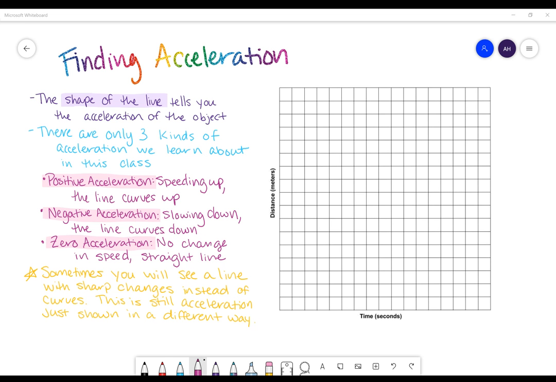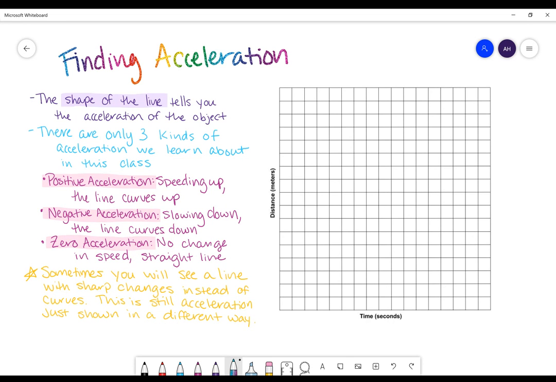We can determine the acceleration of an object by looking at the graph. We are looking at the shape of the line on the graph, and that is going to tell you the acceleration of the object. We only talk about three kinds of acceleration in this class: positive, negative, and zero acceleration.